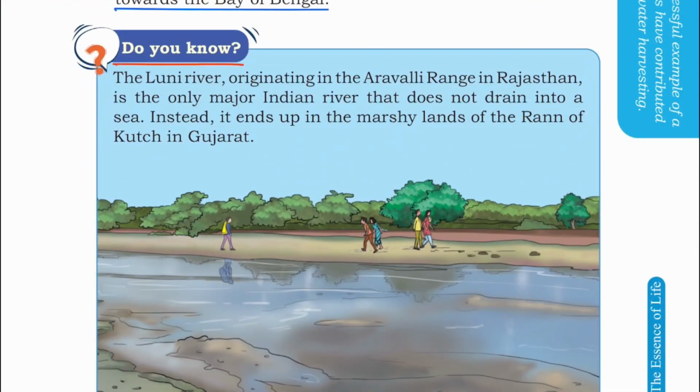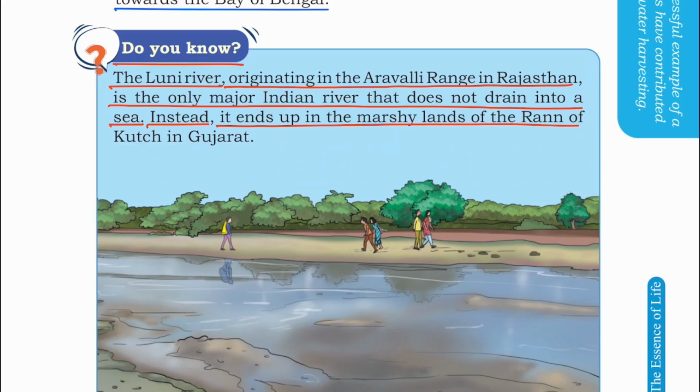Do you know? The Luni River, originating in the Aravalli Range in Rajasthan, is the only major Indian river that does not drain into a sea. Instead, it ends up in the marshy lands of the Rann of Kutch in Gujarat.